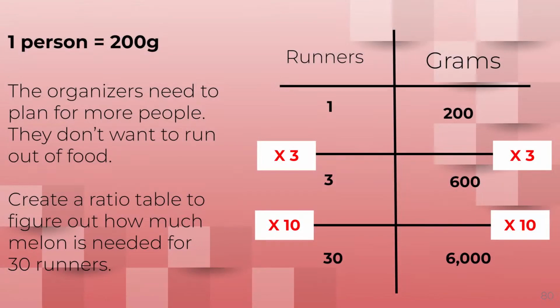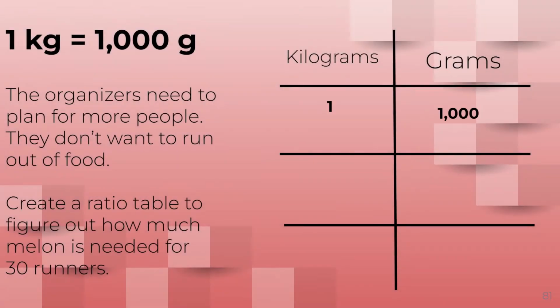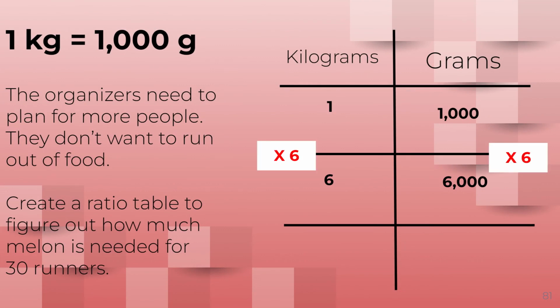Now, if I was going to look at that in kilos, because we know from the previous slide that there's 6,000 grams, 1 kilo would be 1,000. 6 kilograms would be 6,000 grams. And so here I'm multiplying by 6 for both sides.